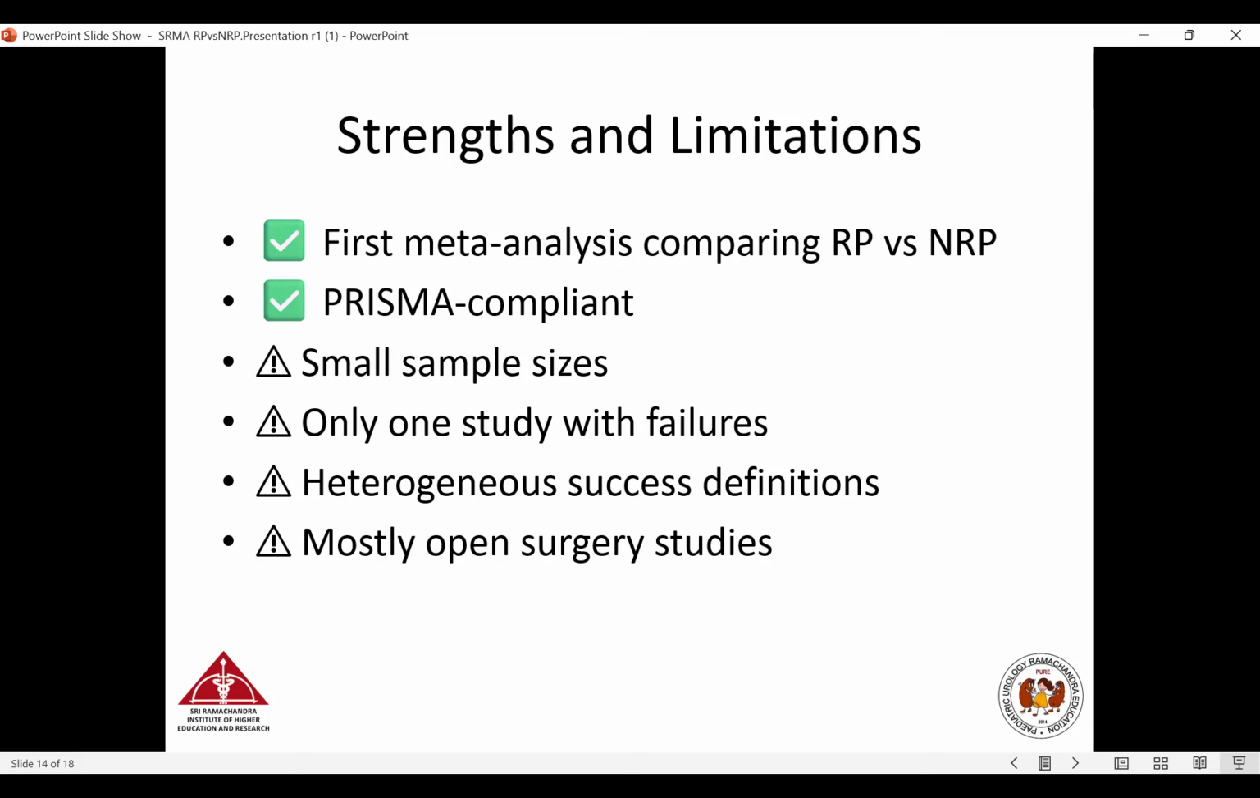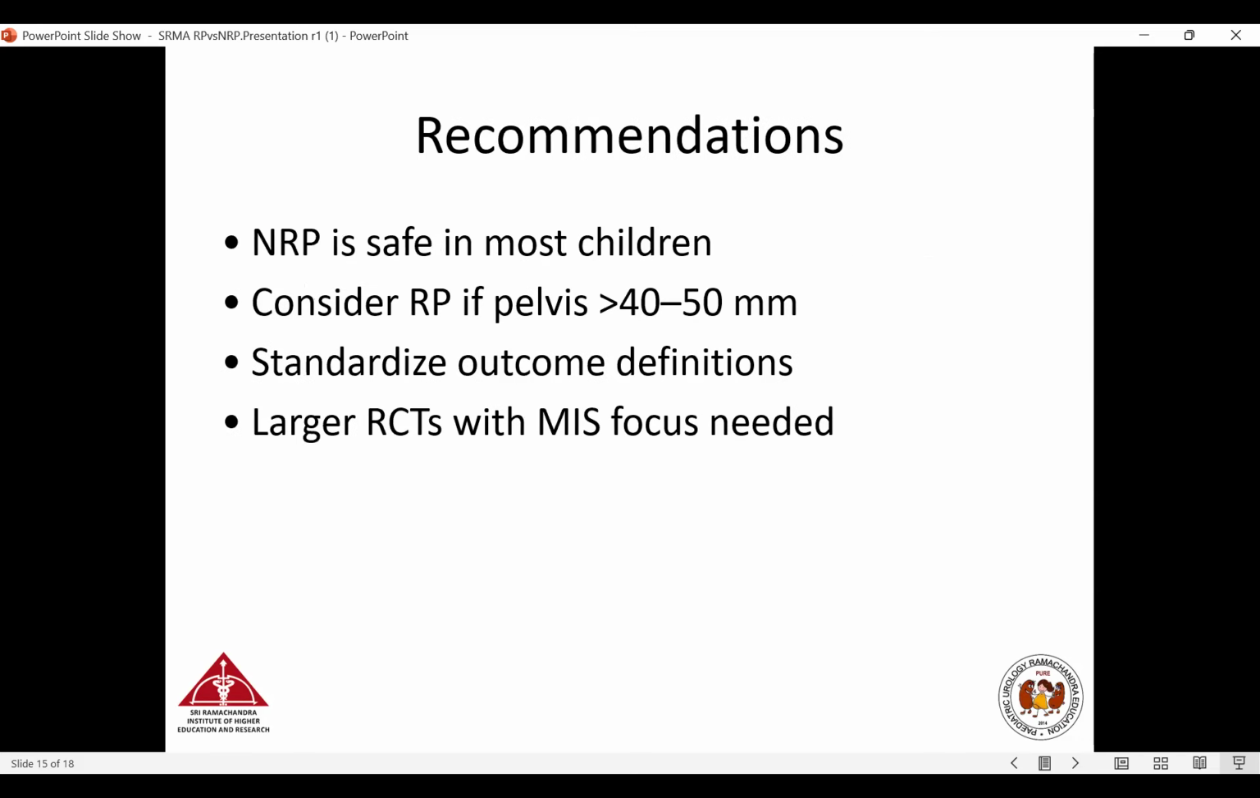If you decide not to operate on some of the patients, can you call them a success, although there is no improvement? So these are all definition problems. Based on this meta-analysis, we say that non-reduction pyeloplasty is safe in most children. Consider reduction of the pelvis if the pelvis is more than 50 millimeter. Standard definitions are needed and larger RCTs are needed.